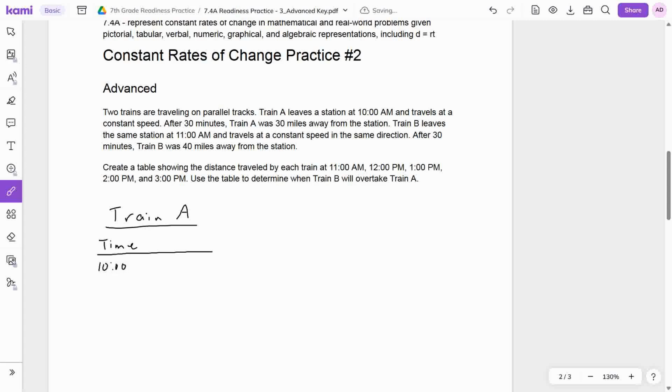And let's say they leave the station, so the distance is going to be 0. Constant speed. After 30 minutes, train A was 30 miles away. Okay, so let's just put that as 10:30. I've got 30 miles, so it's constant speed. That's pretty easy. I've got train B, and so let's do this.